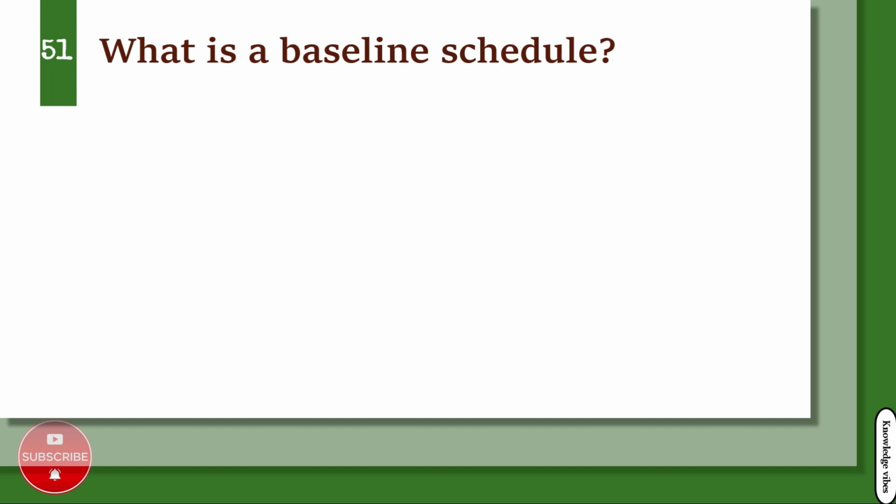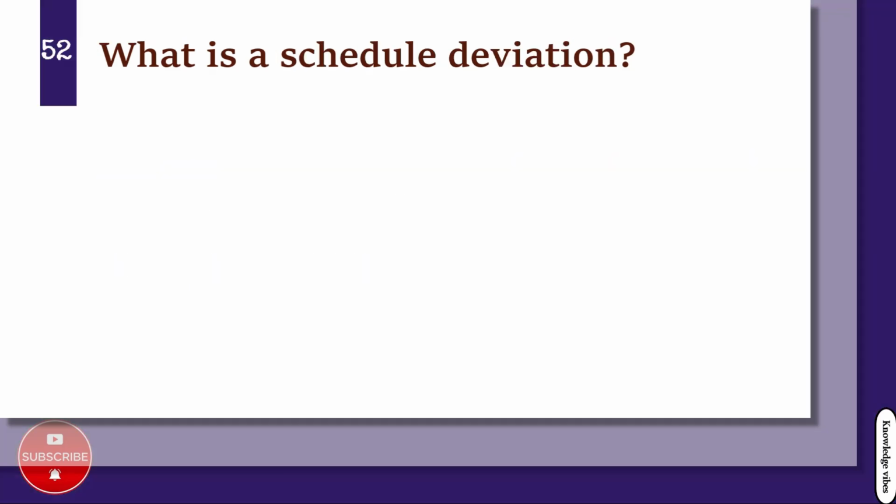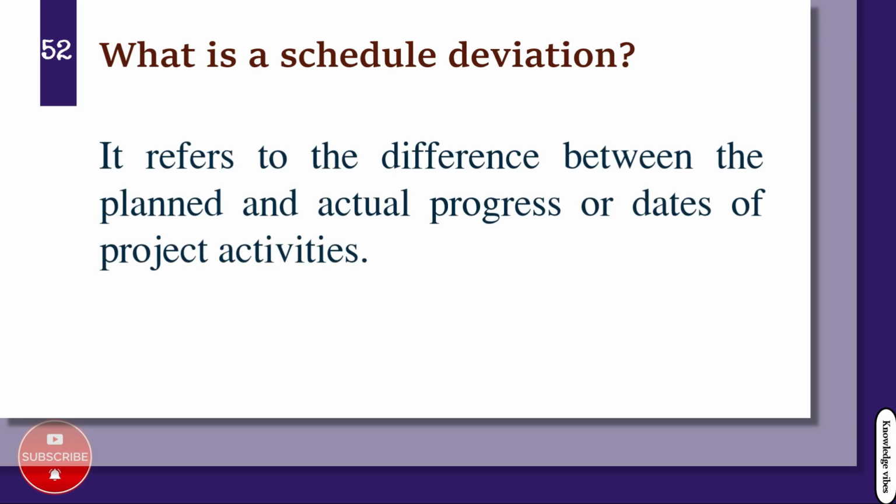What is a baseline schedule? It's the original approved version of the project schedule used as a benchmark to track progress and changes. What is a schedule deviation? It refers to the difference between the planned and actual progress or dates of project activities.